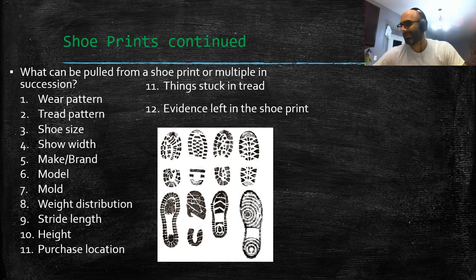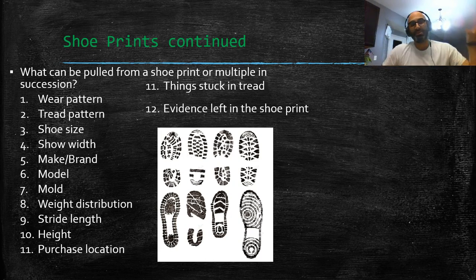There's the tread pattern. That's simply the manufacturer making treads on the bottom of the shoe. They come in patterns, they come in shapes. Nike's a big one. Every time you walk, you basically leave the Nike emblem somewhere. You have the size of the shoe, the width of the shoe. You have the make, the brand, the model, the mold, how a person distributes their weight while they walk. If they were running, if they were walking, you can determine stride length and say, hey, this person was running out of this crime scene. You can also determine the person's height based on stride length if it's determined that they were actually walking.